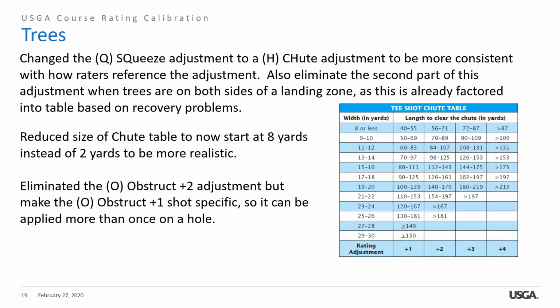And then we've also eliminated the O obstruct +2 adjustment, but made the O obstruct +1 shot specific, so it can be applied more than once on the hole. Again, I think that's just taking some of the subjectivity out of it. Now, if it obstructs, it's a +1, but if it does obstruct on multiple shots throughout the hole, we can hit it multiple times.